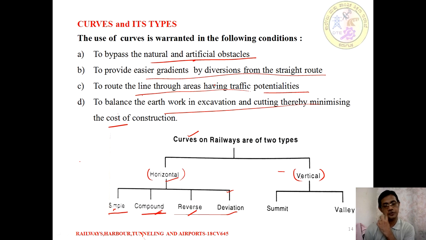Similarly, if we move to the vertical plane, we have the summit curve and also the valley curve. These are the two types of curve usually provided. Since any of these curves can be present in the track system, a systematic study is needed.